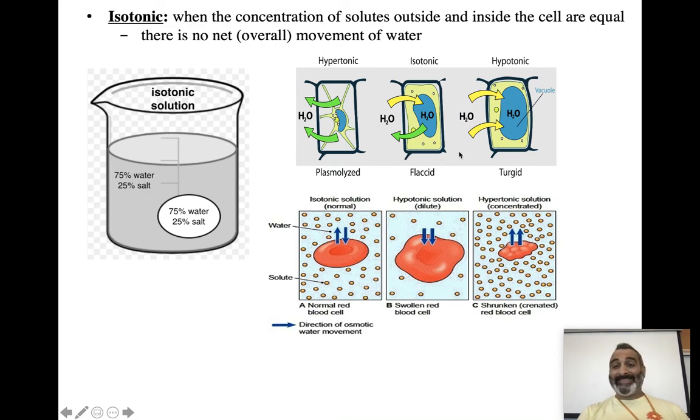And by the way, plants do not prefer an isotonic environment. They actually prefer a hypotonic environment. They like to be very full of water. Blood cells, they like an isotonic environment, in case you're wondering.